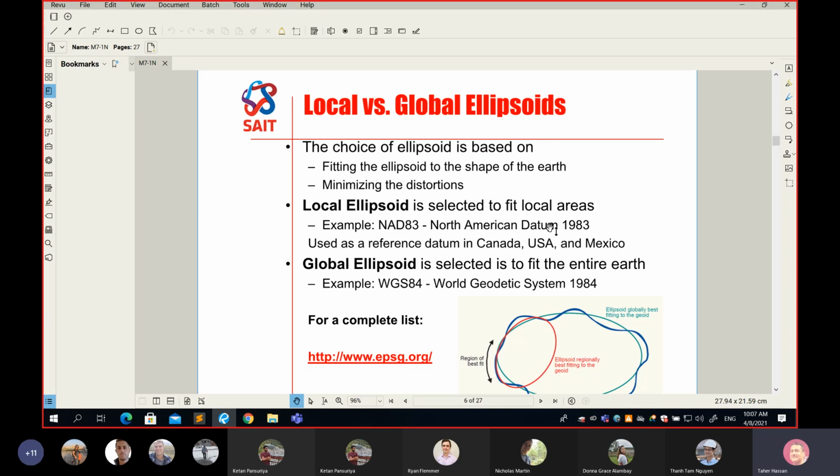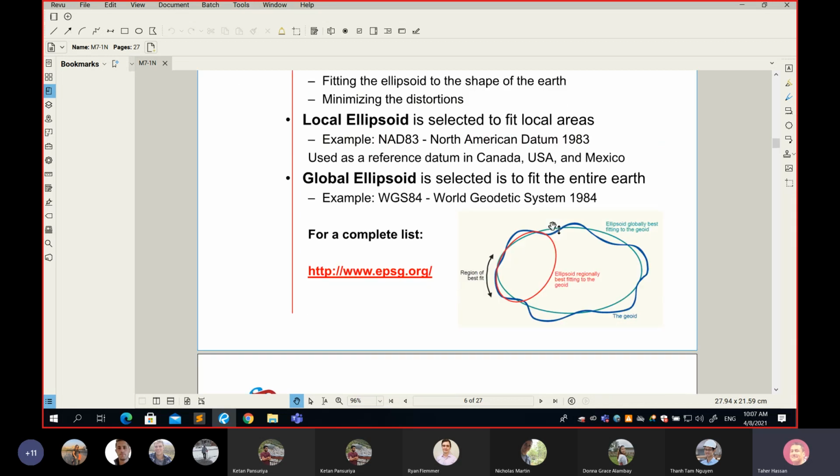And that's why we cannot deal with local ellipsoid. We need one global ellipsoid that is best fit for the entire globe. Which we already established in 1983, and it's called World Geodetic System, WGS84. As I said, how many do we have?